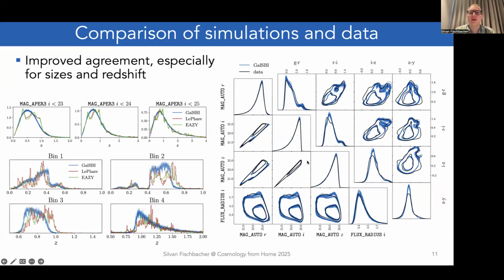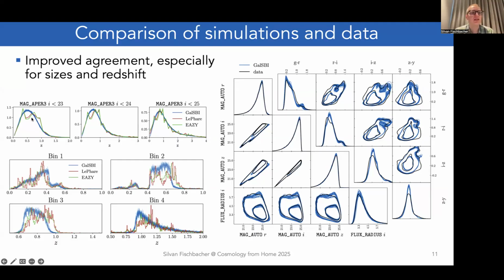And here you see we have a very good agreement with the data in the black curves compared to the GalSBI simulations in blue. So magnitudes agree very well, the colors agree very well, and also the size distribution agrees very well. Especially the size distribution agrees better than it did in a previous work. We also compared the photometric redshift distributions. And here, again, you see we have an improved agreement compared to previous work.